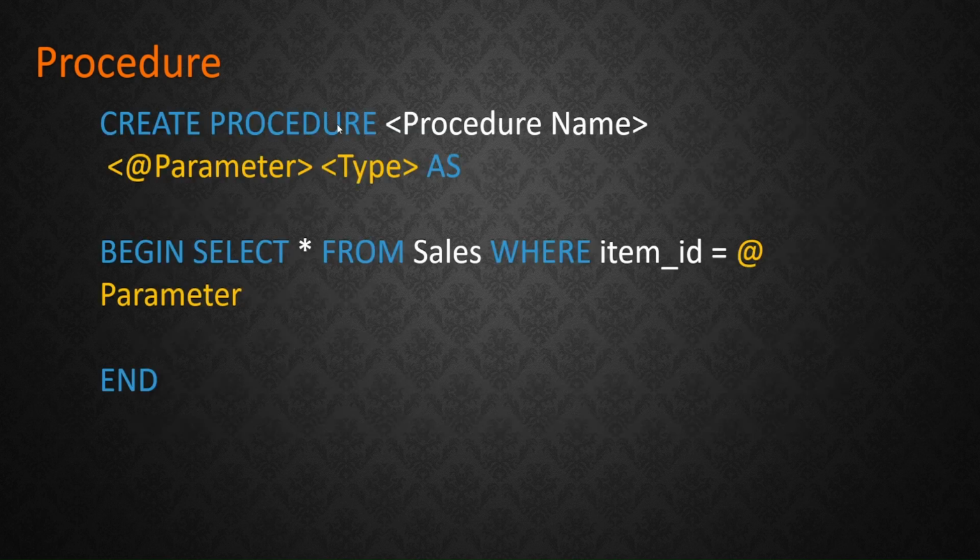CREATE PROCEDURE is the keyword which is required. After that, we give a procedure name, then the parameter, then the type, then AS, and then in the BEGIN and END we give the SELECT statement. We can have multiple statements; here I have given just one statement for example.